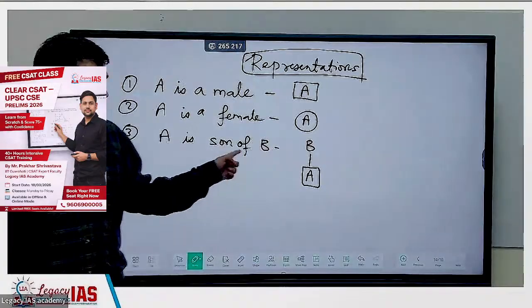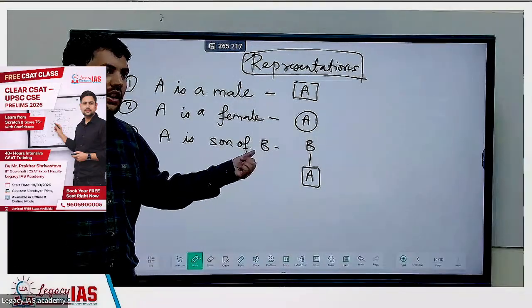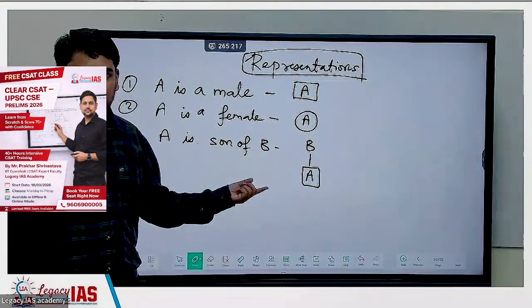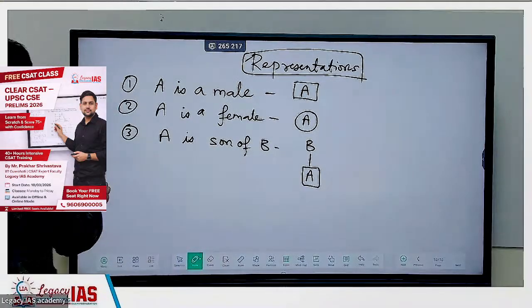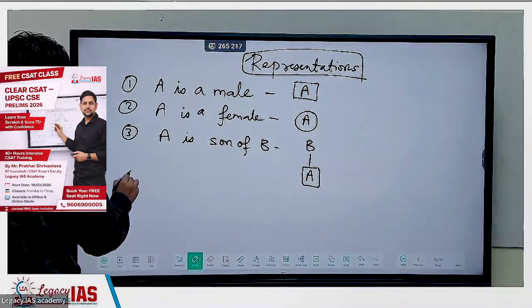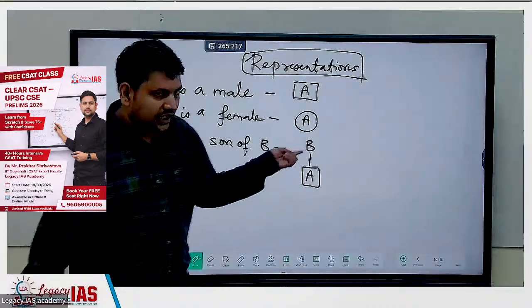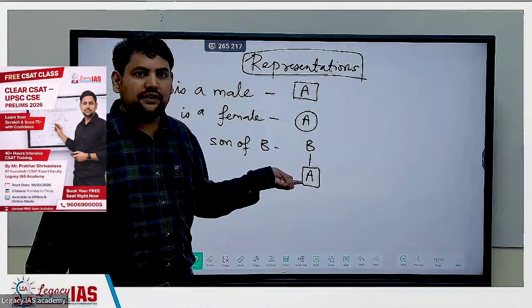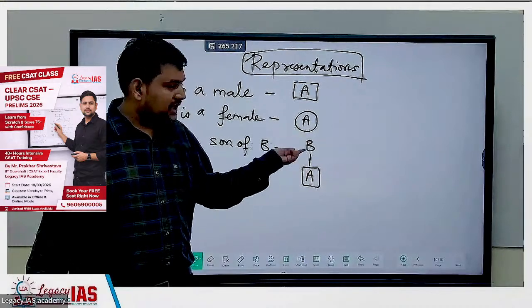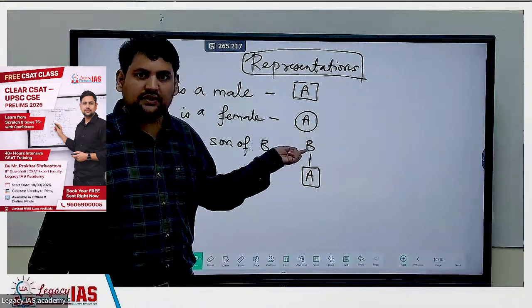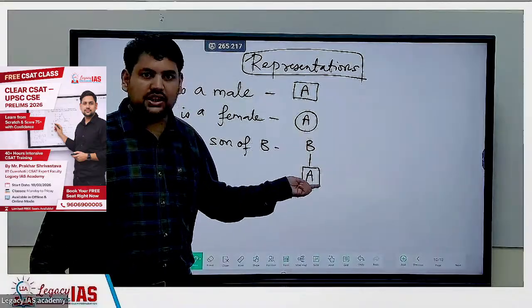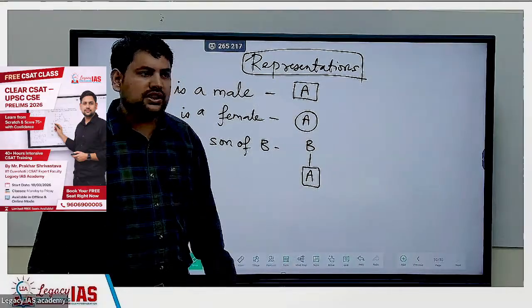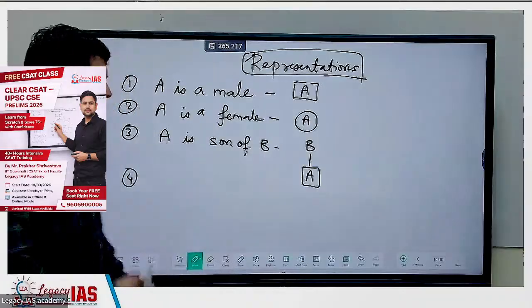Now A is son of B. B may be his mother or father. Next, you see, I have written B above A. This is showing difference in generation. So B is above, he is father or mother, below him is A, who is their son.